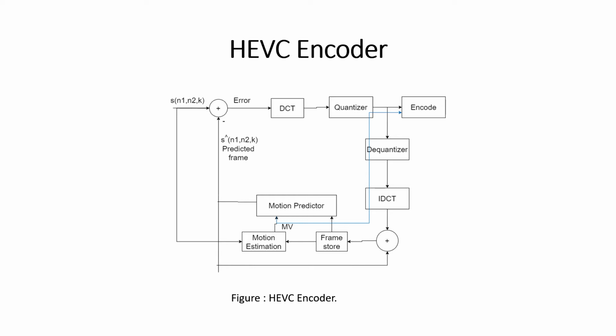So say the nth video frame is being encoded and the n-1th frame is stored in the frame store. So we'll compare both the frames by dividing both the frames into non-overlapping blocks, and then we'll see how blocks are moved from the n-1th frame to the nth frame. We take down the motion vectors and compensate this n-1th frame and get the predicted frame.